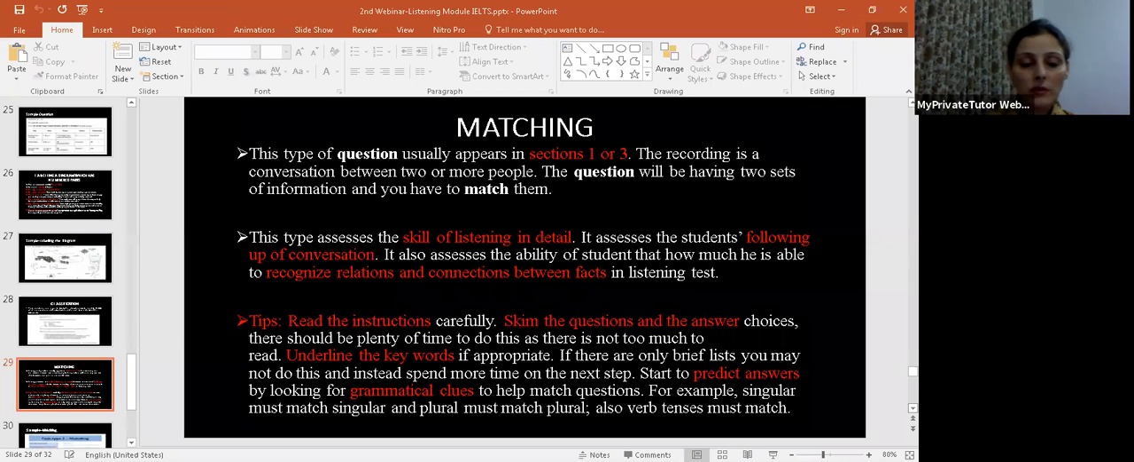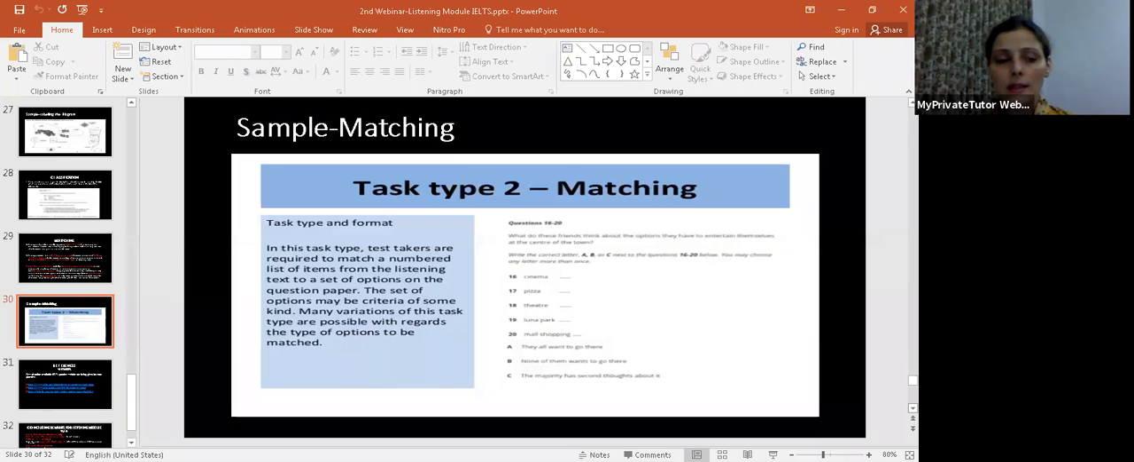I'm just going to give you an example also, then you are going to make up your mind what we are talking about. There is an example in front of you. Task type and format. In this type, test takers are required to match a numbered list of items from the listening test to a set of options on the question paper. The set of options may be criteria of some kind. Many variations of task type are possible with regard to the type of options to be matched.